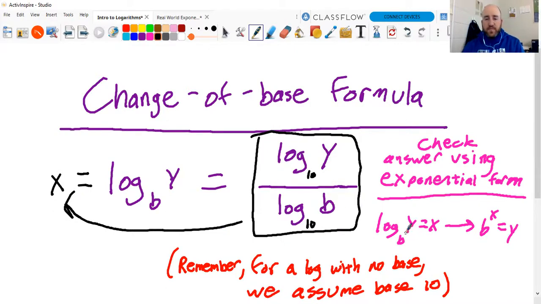So to make sure you did it right, you want to check it using exponential form. You're going to take your b, raise it to the x power, and make sure you get y. If you do b to the x power and you don't get y, you did something wrong over here. So again, I'll show that here in a second.